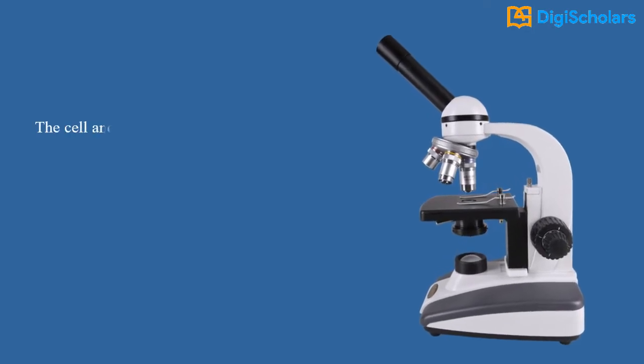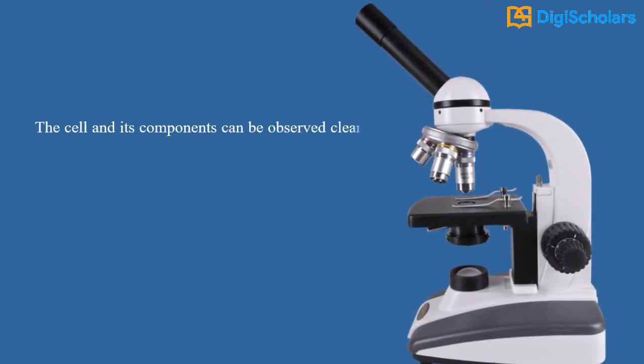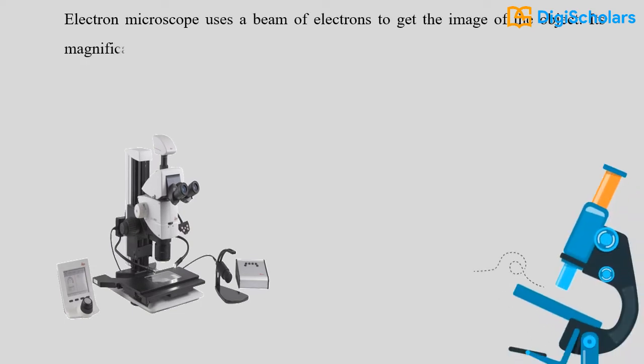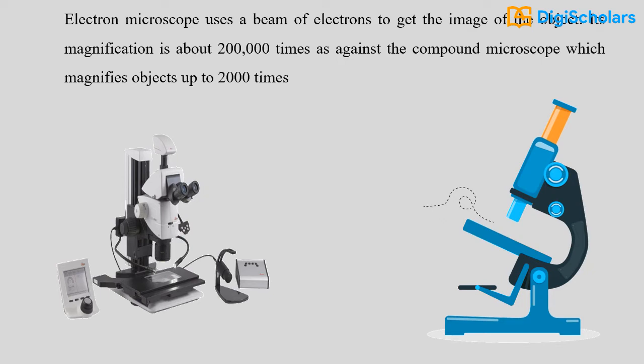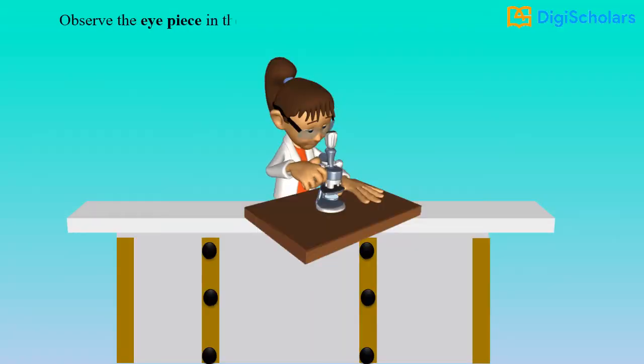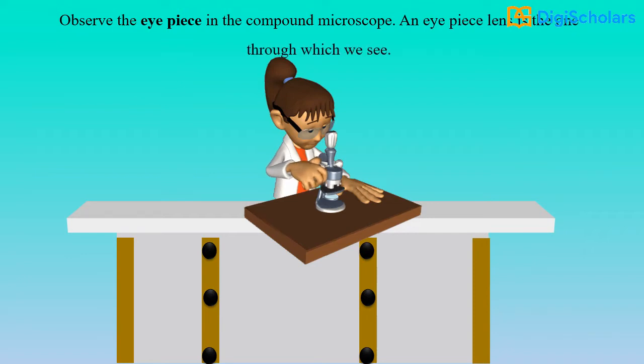The cell and its components can be observed clearly with the help of an electron microscope. Electron microscope uses a beam of electrons to get the image of the object. Its magnification is about 2 lakh times as against the compound microscope, which magnifies objects up to 2000 times. Observe the eyepiece in the compound microscope. An eyepiece lens is the one through which we see.